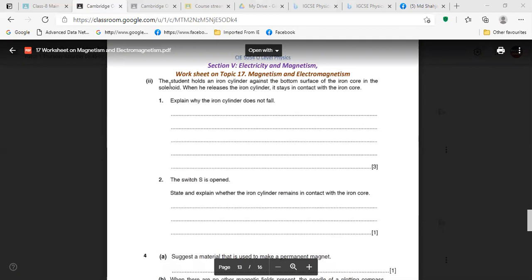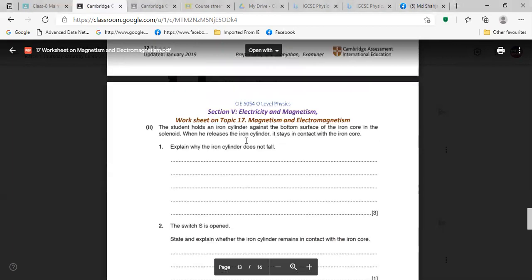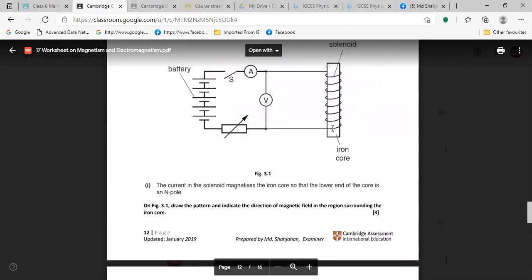The student holds an iron cylinder against the bottom surface of the iron core in the solenoid. When he releases the iron cylinder, it stays in contact with the iron core. Explain why the iron cylinder does not fall. Okay, so bottom of the surface of the iron core. Here you got the iron core in the solenoid. This one is iron core.